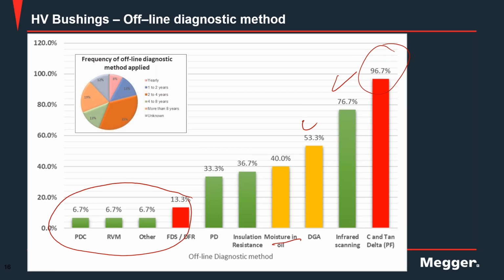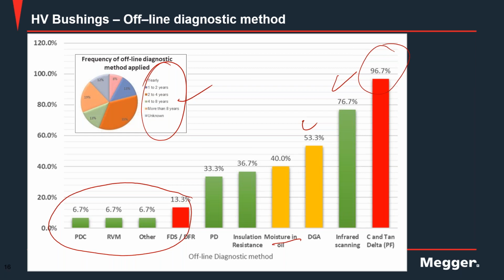But interesting as well is how often these utilities are running offline tests on the bushings. And you can see clearly on this chart that 2 to 4 years is an average number. So it's telling me that utilities, at least once every 3 years, are running a test on high voltage bushings. I hope that every time you have the opportunity to run a test on your bushings, you do it.